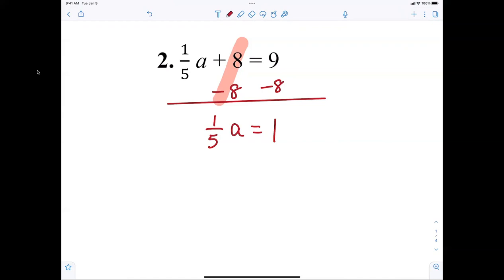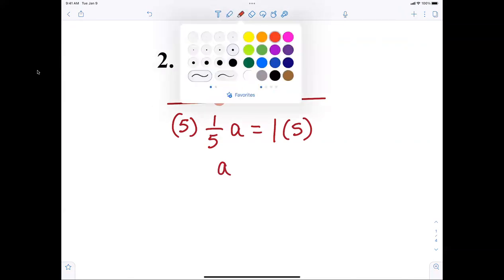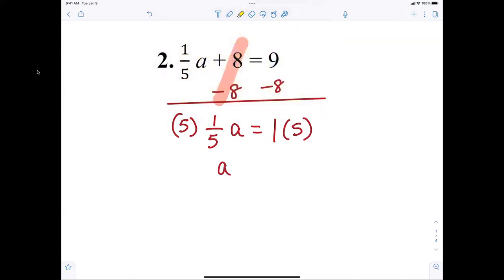To undo a fraction, we just multiply by the reciprocal. I know the reciprocal is 5/1. Do I have to say 5/1 though? No, we can just say I'm multiplying both sides by 5. And so in fact, over here, the 5 and the 1/5 cancel out. You're left with A, and then you just tell me what 1 times 5 is. That's the answer. There's nothing to it.